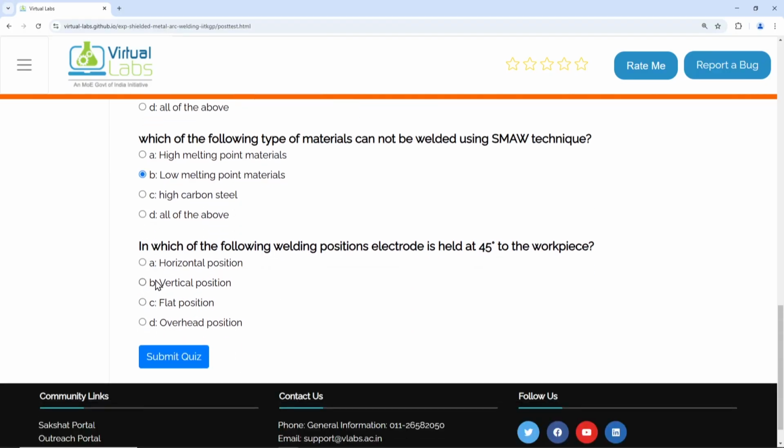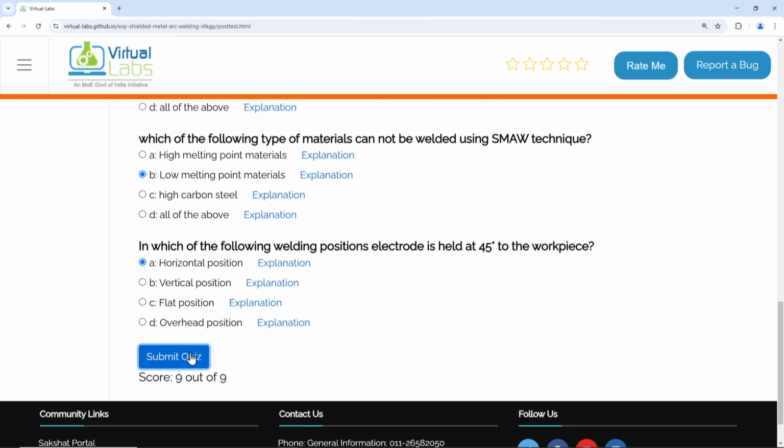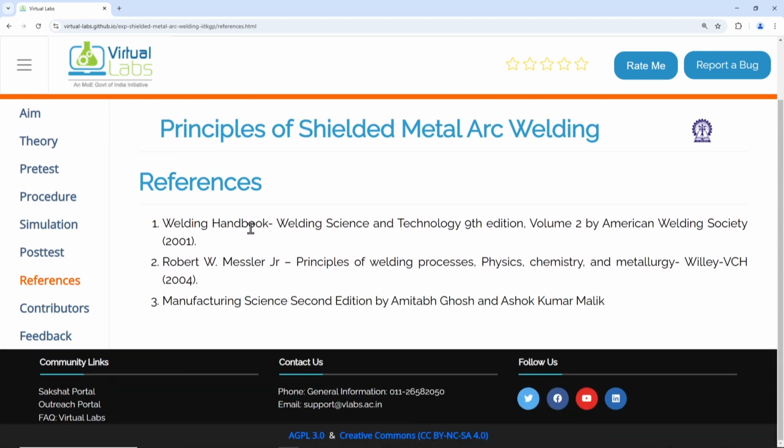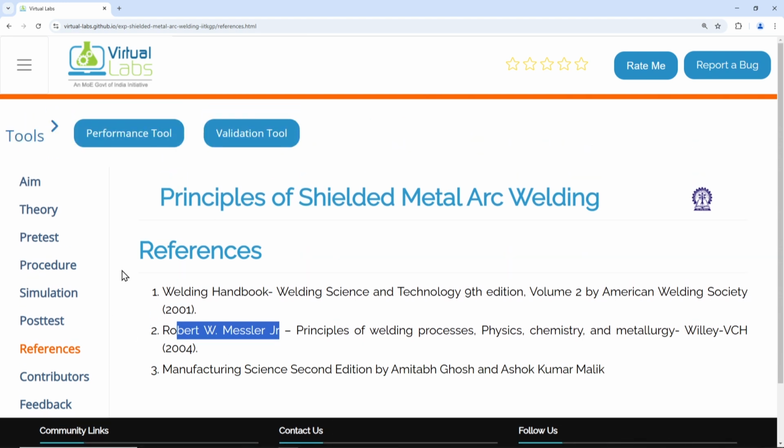The last question in post-test is, which of the following welding positions electrode is held at 45 degree to the workpiece? So in the horizontal position, electrode is held at 45 degree. I will submit it. So I got 9 out of 9. Next is references which were used to develop this virtual laboratory demonstration. Welding Handbook, Welding Science and Technology by American Welding Society. Robert V. Metzler Jr., Principles of Welding Processes, Physics, Chemistry and Metallurgy and Manufacturing Science, second edition by Amitabh Ghosh and Ashok Kumar Malik. So this was one of the experiments.